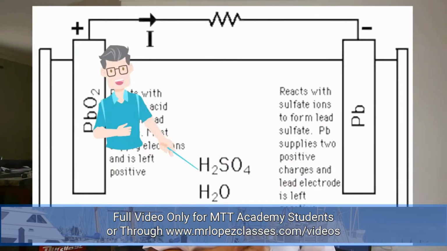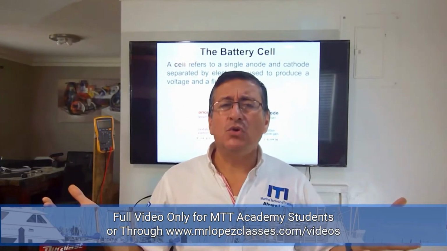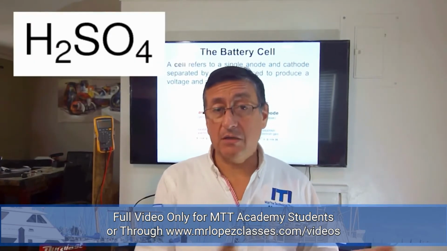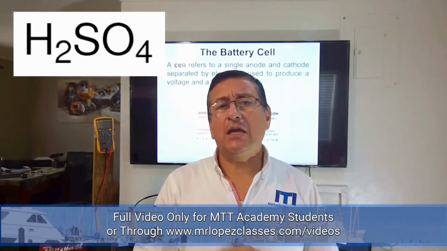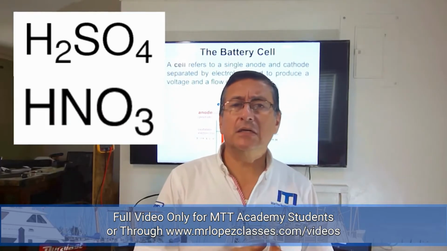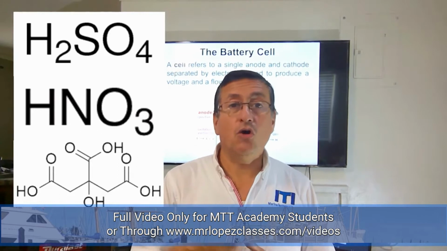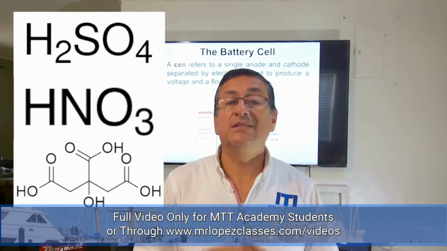What type of acid is used in a typical electrolyte? Any type of acid. You can create electrolyte with water plus sulfuric acid, that's the most common in lead acid batteries. Or you can create electrolyte with water plus nitric acid, or water plus citric acid, the acid in the orange, in the lime, this is citric acid.